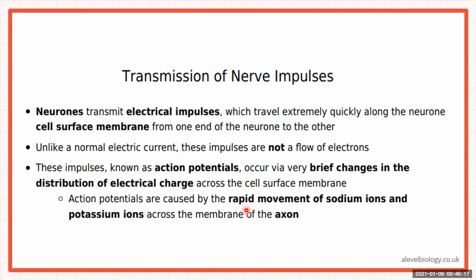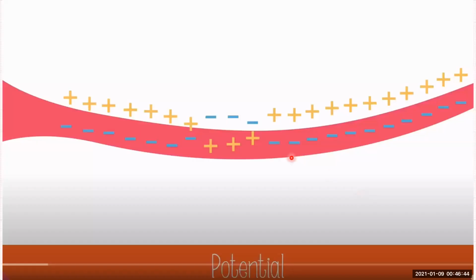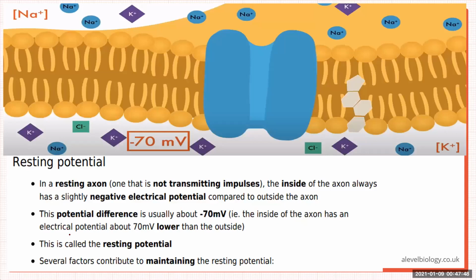They occur via very brief changes in the distribution of electrical charge across the cell surface membrane, right? These action potentials are caused by rapid movement of sodium ions and potassium ions across the membrane of the axon. So if you can recall the picture that you were just looking at earlier, this is the rapid movement of these ions, sodium ions and potassium ions, across the membrane of the axon. So in the same picture, this is what happens in an action potential. See, the distribution of charges actually changes. So now let's talk about a resting potential. We call a resting axon one which is not transmitting any impulses, right?